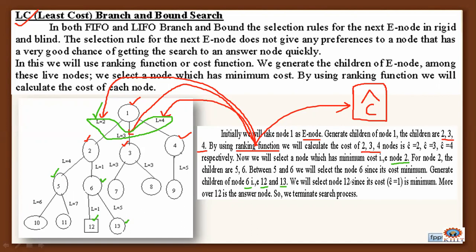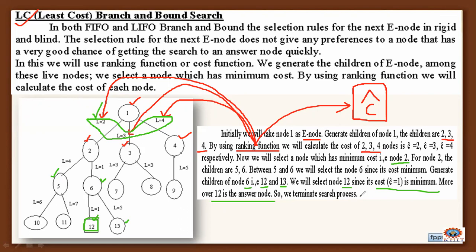Now we will select node 12. Why do we need to select node 12 here? Because its cost is minimum, and C cap is equal to 1. So here we have to find the cost of the answer node, and 12 is the answer node. So we can terminate the searching process.